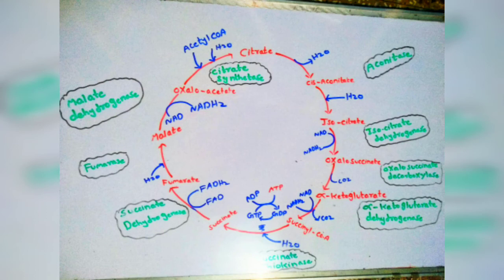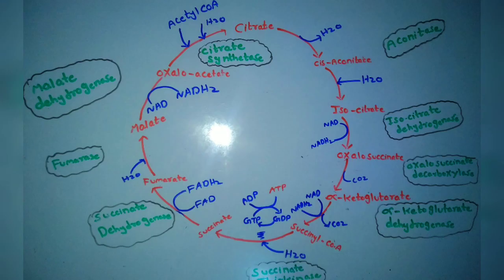Then the next reaction is succinate to fumarate. In the conversion of succinate to fumarate, there is also removal of hydrogen atoms. If the hydrogen atom is being removed, there will be someone to accept it, and here the hydrogen acceptor is FAD. So one FAD molecule is getting converted into FADH2, and succinate is getting converted into fumarate. The enzyme involved here is succinate dehydrogenase, as there is removal of hydrogen atoms, hence the name succinate dehydrogenase.